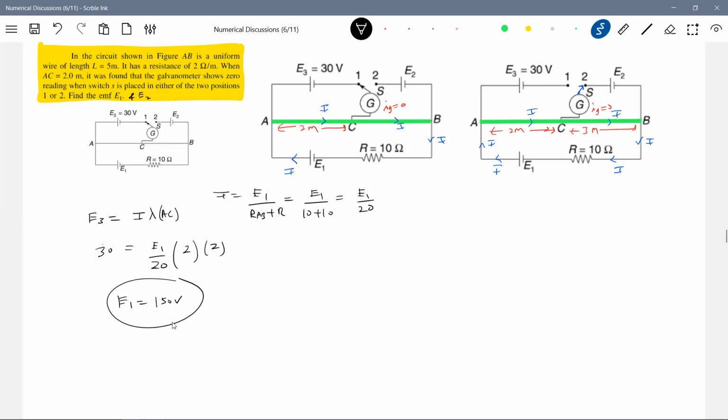Yes, again I'll proceed in a similar way. So this I is equal to, as usual, E1 by RAB plus R. E1 is 150, so this will be 150 by 10 plus 10, 150 by 20. So this will be 7.5 ampere. Now what is E2? E2 should be equal to I into lambda into CB. What is the value of I? 15 by 2. Lambda is 2. Length CB is 3.